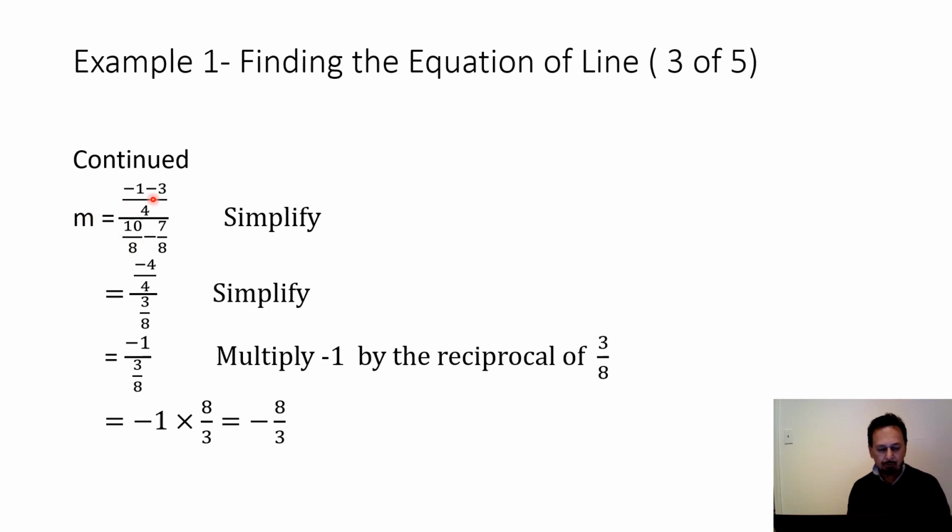So the numerator becomes -1 minus 3 over 4, and the denominator becomes 10/8 minus 7/8. Now we simplify: it will be -4 over 4, and 10 minus 7 is 3 over 8. Now -4 over 4 is -1, so we have -1 over 3/8. This is a complex fraction, so we multiply the numerator by the reciprocal of 3/8. We get -1 times 8 over 3, which is equal to -8/3. So the slope is -8 over 3.